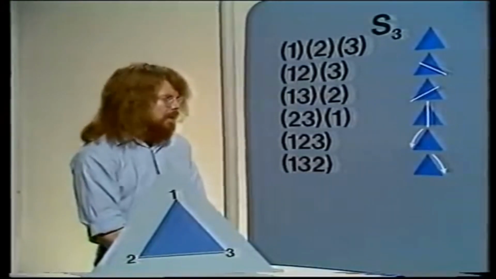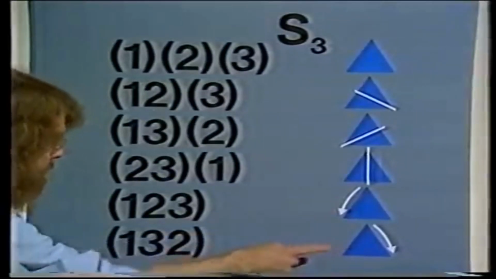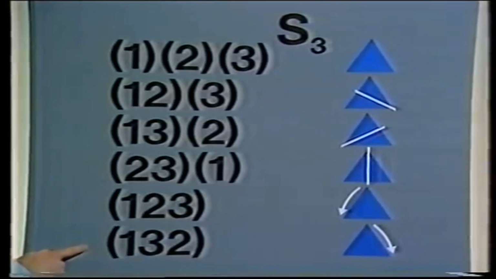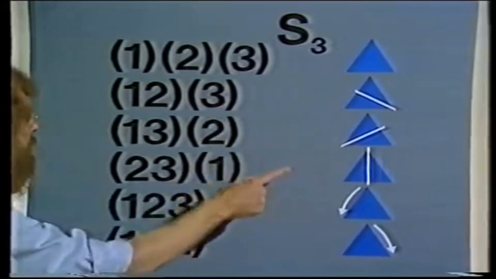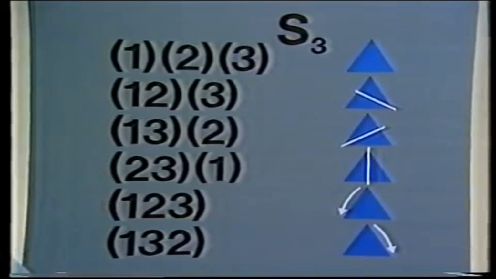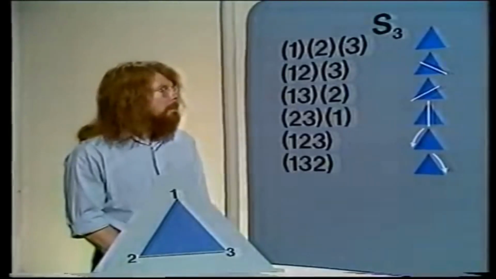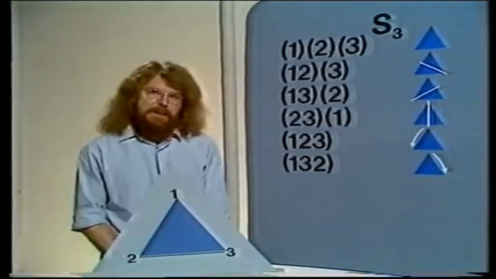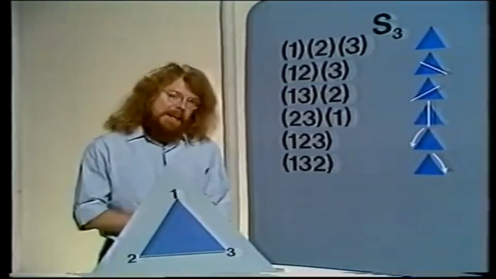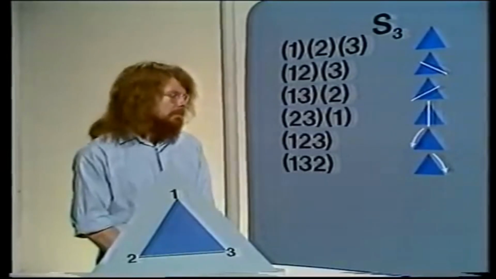Well, notice the pattern that we've got here. The rotations correspond, in this case, to the 3-cycles. The reflections correspond to these transpositions. And we have the identity in a class by itself. Well, we saw in the first section of this unit that there are 3 conjugacy classes for the symmetry group of the triangle.